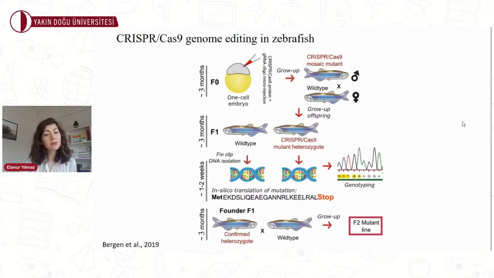To generate a stable mutant line, CRISPR-Cas9 injected F0 individuals carry mosaic mutations, defined by sequencing analysis of fin clips. They can be outcrossed to wild type to get F1, and then you need to cross them to wild type, or if you want to get homozygous alleles to get the homozygous mutant phenotype, you need to incross F1 lines.